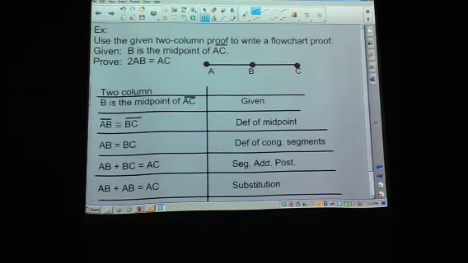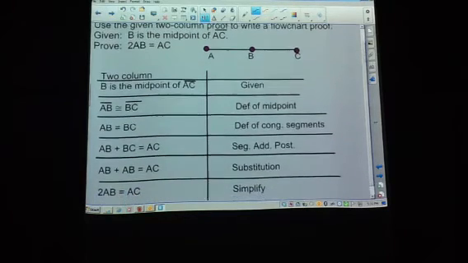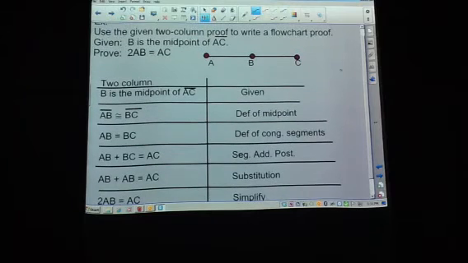We're going to truck on here, and I think they're going to have us go the other direction, which is probably a little bit tougher than what we just did there. So we're supposed to use the given two-column proof to write a flowchart proof, and we're given that B is the midpoint of segment AC, and that 2 times the length of AB equals the length of AC. Makes sense. So if I multiply this times 2, it would be the length of AC.